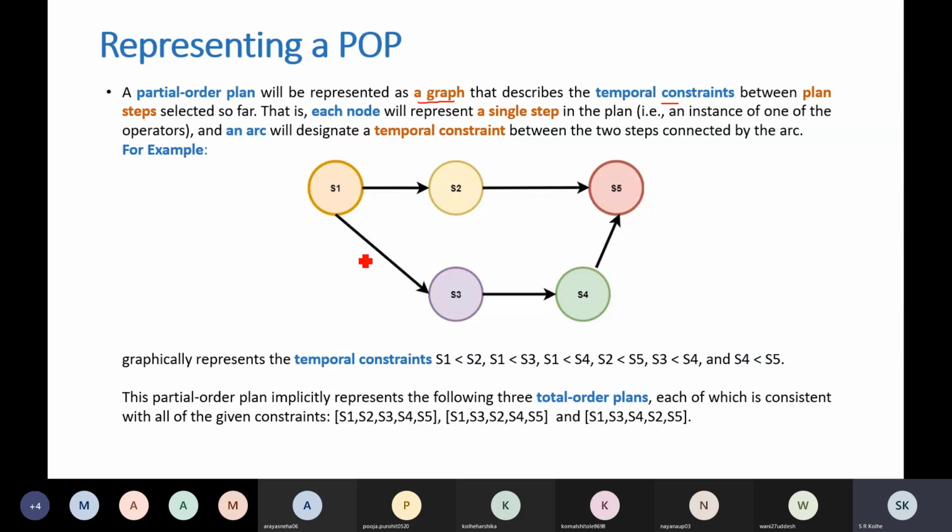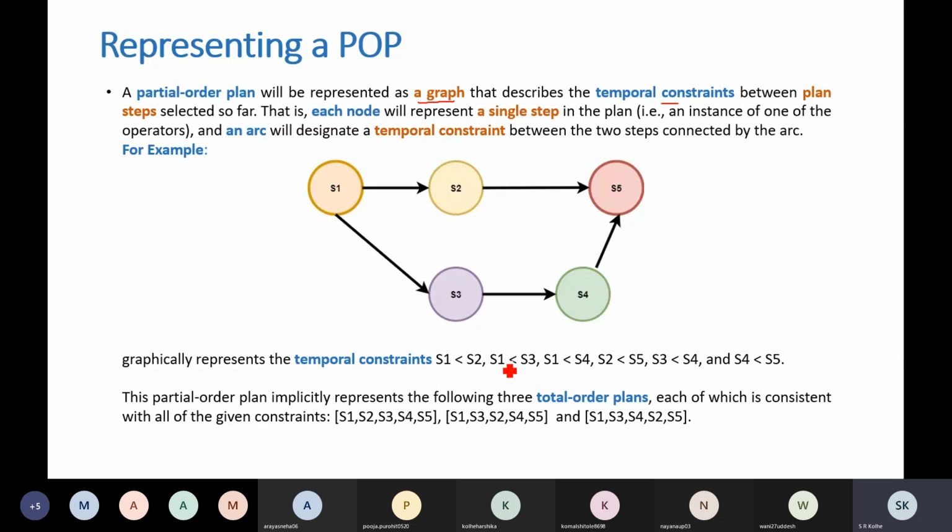Now this graph containing 5 steps, S1, S2 up to S5, represents temporal constraints. S1 is less than S2. For example, what is the meaning of this? S2 follows S1. That means first S1 should occur and then S2. That is a temporal constraint. So time dependence is there. First S1, then S2. Therefore we say S1 is less than S2.